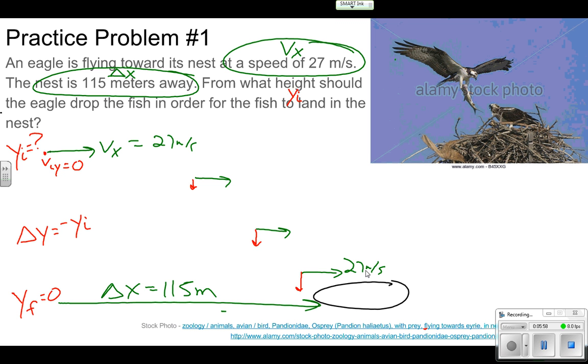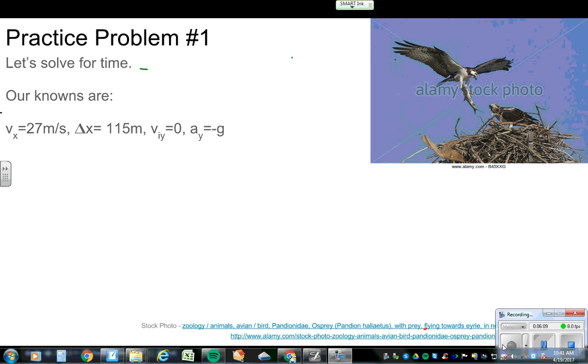So the first step is to find my time, and in this situation we're going to find the time in the horizontal direction and then apply that time to the vertical direction. So again, I've listed all my known variables. My vx is 27 meters per second. My change in x is 115 meters. My initial velocity in the y direction is 0.